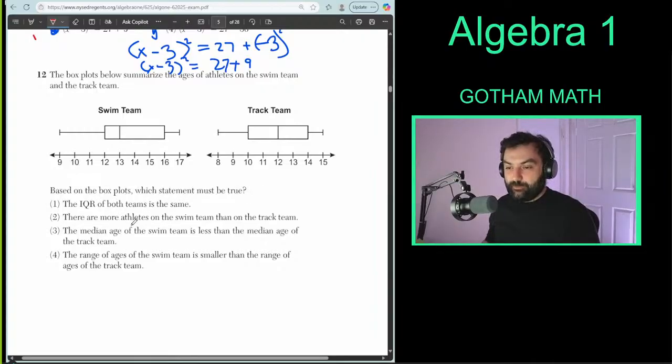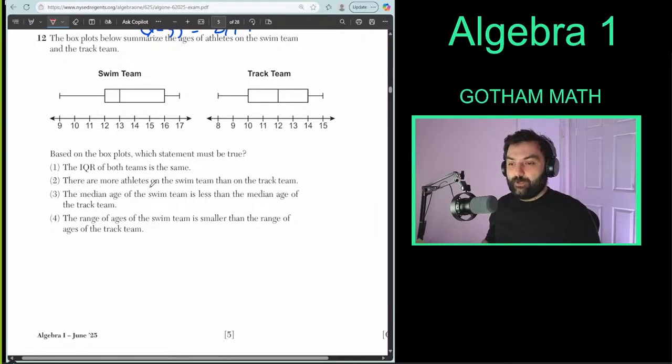Okay, IQR on both teams is the same. IQR is the interquartile range. Okay, there are more athletes on the swim team than the track team. Okay, more. The median. Okay, guys, this is something where we can start with the easier things and then go into the harder things. So we can start with IQR, I guess. IQR is Q3 minus Q1. Q3 is the end of the box, and Q1 is the beginning of the box.